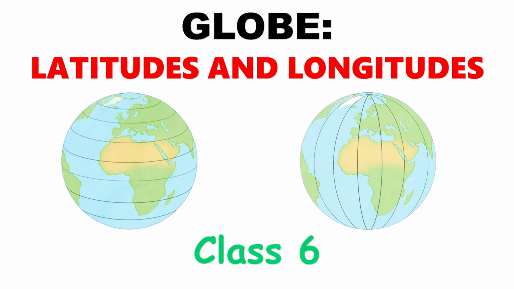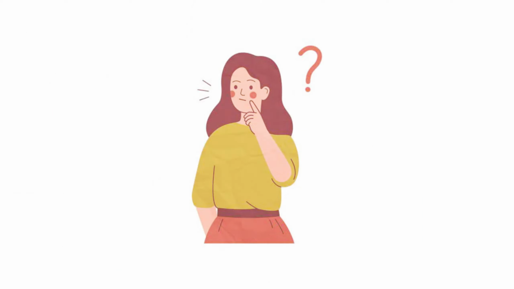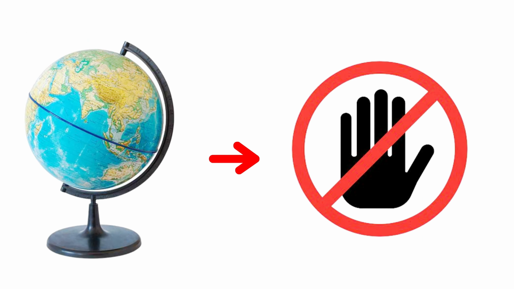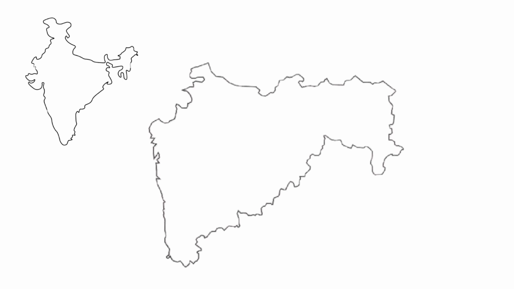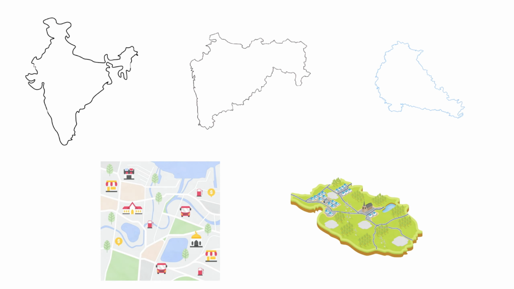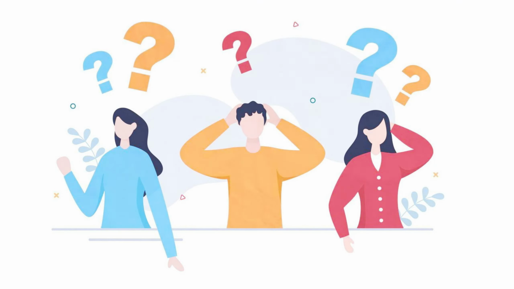Maps. You have learnt in the previous chapter about the advantages of a globe. However, a globe has limitations as well. A globe can be useful when we want to study the Earth as a whole. But when we want to study only a part of the Earth, such as our country, states, districts, towns, and villages, it is of little help. In such a situation, we use maps.